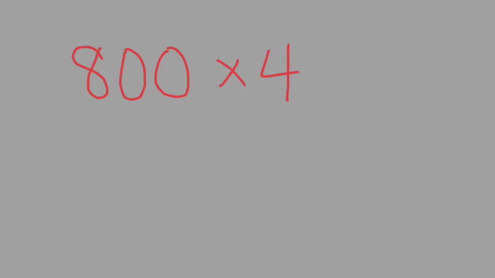Now we're going to practice with even more zeros in our factors. So let's multiply 800 times 40. We'll begin by underlining the non-zero factors, which are 8 and 4. 8 times 4 equals 32.